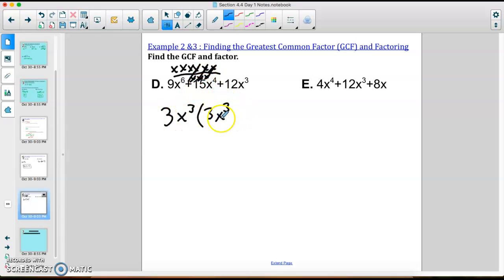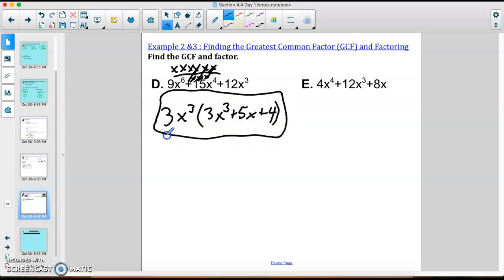Okay, 15 divided by 3 is 5. X to the 4th divided by x cubed will get us just x. There's just 1 left over. And then 12 divided by 3 is 4. X cubed divided by x cubed cancels itself out. So here is our completely factored thing.